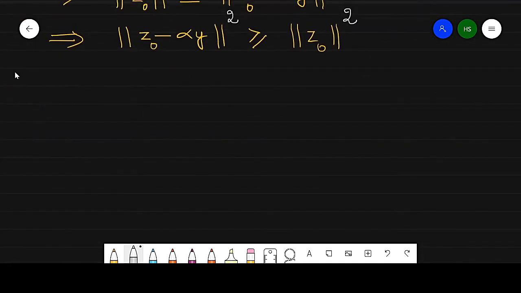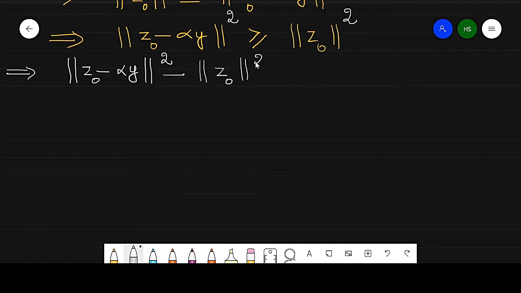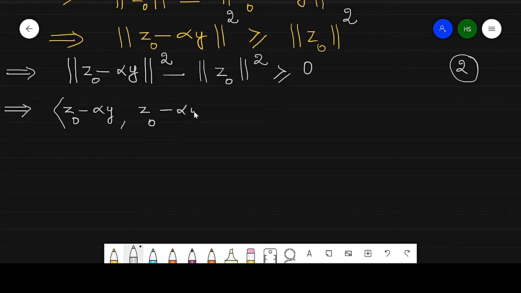So from this it implies the norm of z naught minus alpha y squared minus the norm of z naught whole squared is greater than or equal to 0. Suppose this is equation number 2. Now using the property of inner product, this is the inner product of z naught minus alpha y comma z naught minus alpha y, minus the inner product of z naught comma z naught, and this entire term is positive.